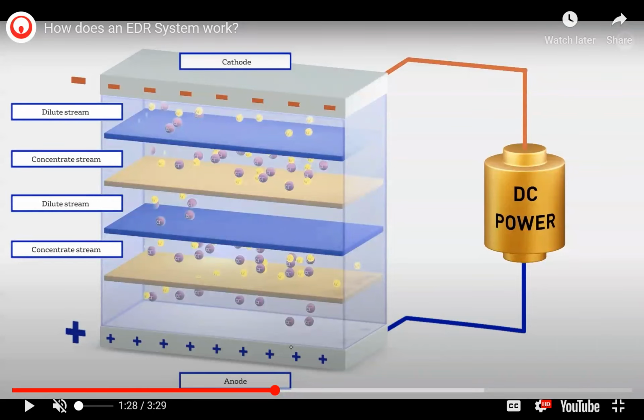So here you can see this blue anion exchange membrane will pass Cl minus, and here also Na plus is passing, and this particular chamber becomes concentrated, this has become diluted.